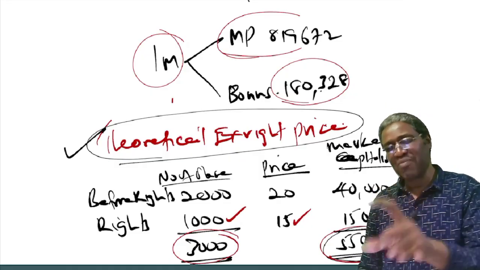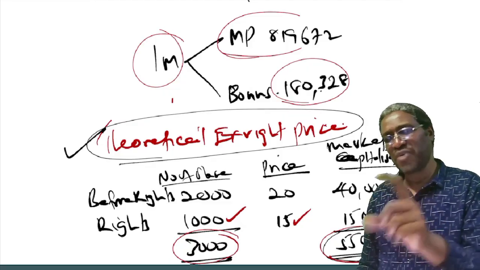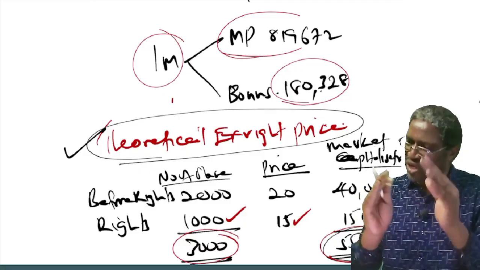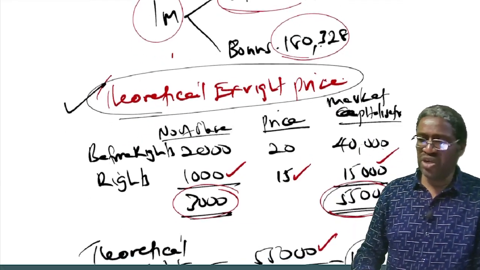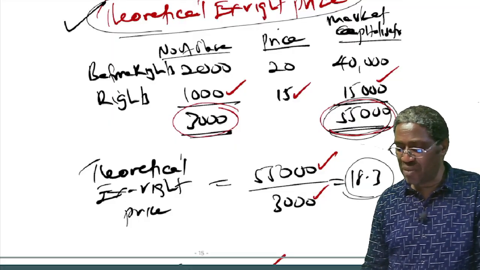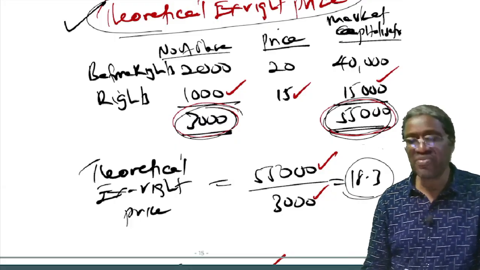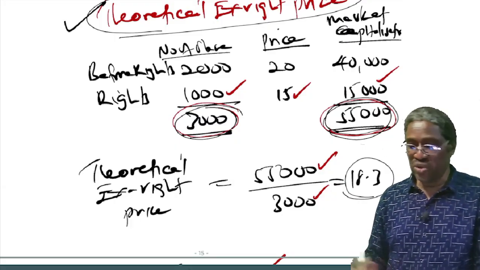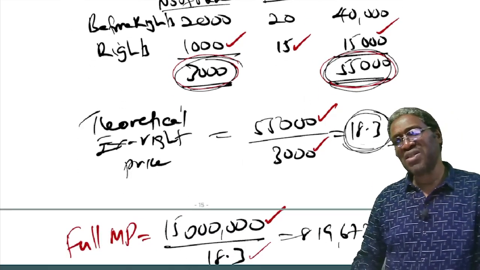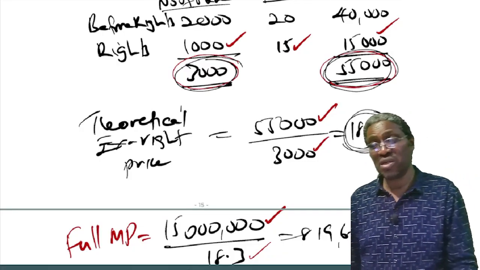How do you get that theoretical ex-right price? We have said you divide the market capitalization of the company after the rights issue by the number of shares after the rights issue. That will give you the theoretical ex-right price. I've said this is the price that is expected to prevail after the rights issue.